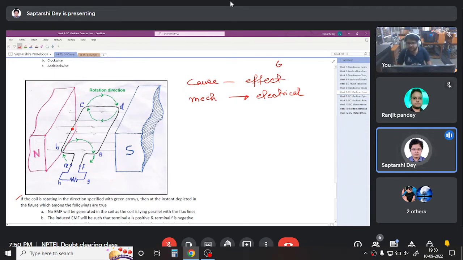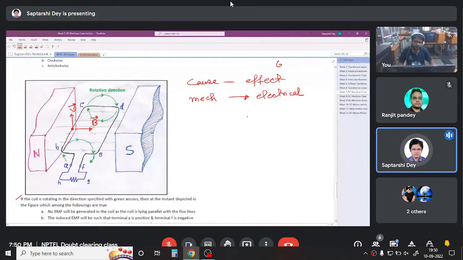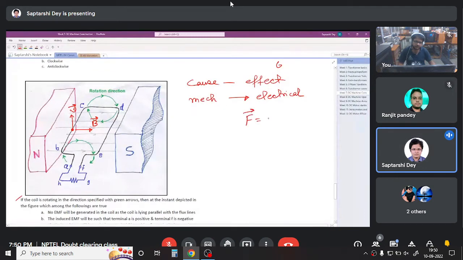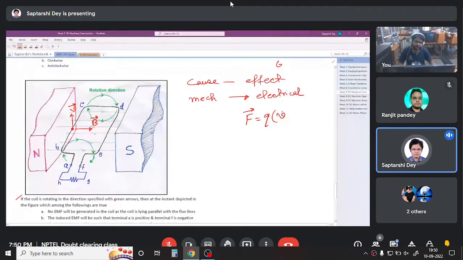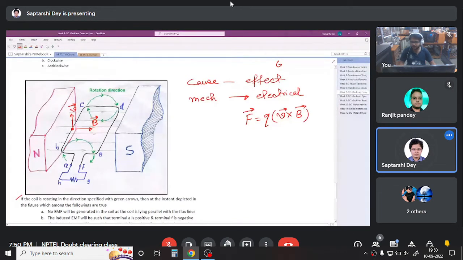So now what does this particle see? It sees that it is going up. It has got a velocity of v in this direction. And there was a magnetic field B present here already. So again we will apply F equals Q into V cross B.